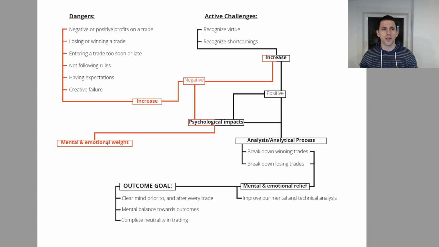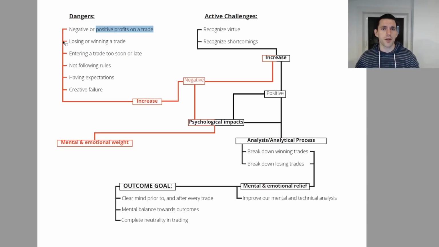It's the effect on your psyche, it's the effect on your mental state of a negative or a positive trade too, right? Positive trades can have that same effect. You can have a positive trade increase negative psychological impacts that create mental and emotional weight, right? So a positive trade that increases the negative psychological impacts, right? We want to avoid any negative psychological impact.